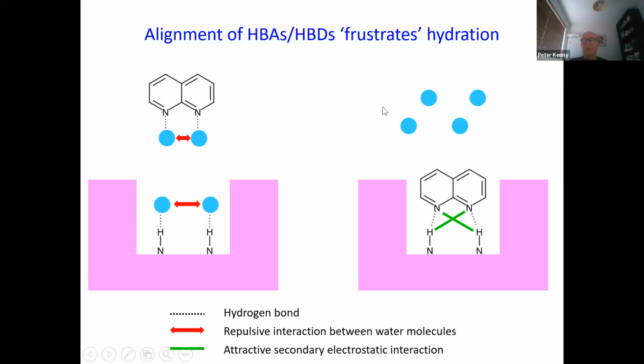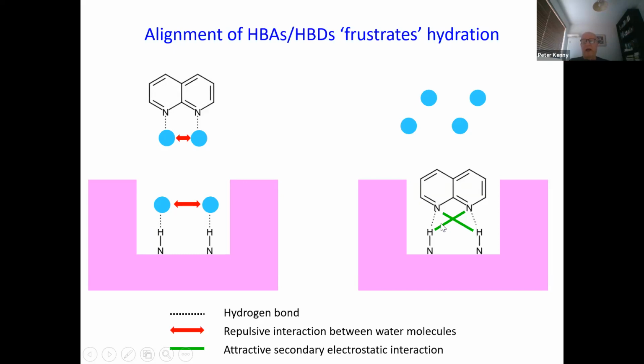So I think this is something that, particularly if one's thinking about doing simulations and trying to assess individual water molecules, you need to get a handle on. So what we've got here, these are the hydrogen bonds. This is a repulsive interaction. This is what we call an attractive secondary electrostatic interaction. This idea was introduced by Bill Jorgensen and one of his co-workers back, I think, in 1989 or 1990. So this has been around a while.